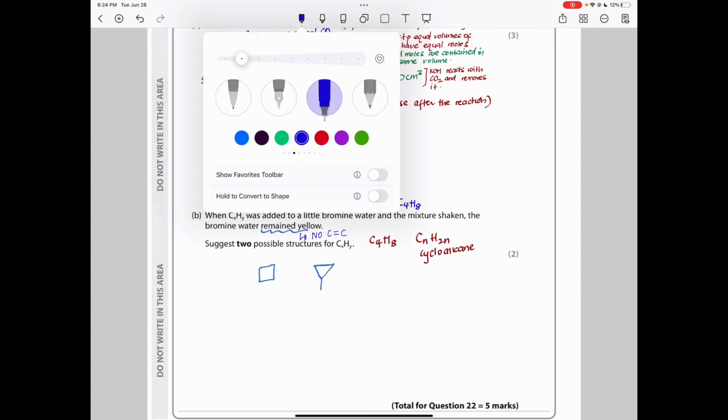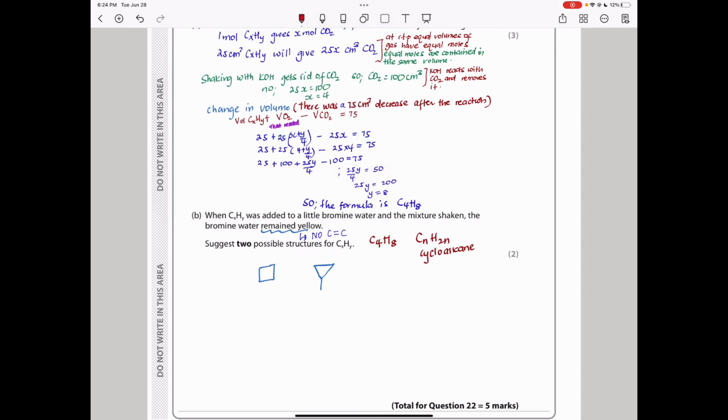Now, let me show you something here. If we know there is a compound that has carbon 4, hydrogen 8, but not an alkene, meaning it doesn't have a carbon-carbon double bond, then it should be a cycloalkane, because cycloalkanes and alkenes have the same general formula. So it means it should be a cycloalkane.